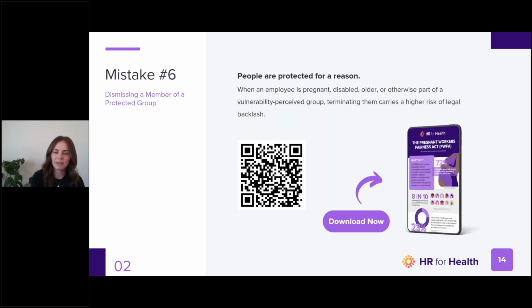I should have mentioned this at the beginning of the slide, but go ahead and scan this QR code. There's something called the Pregnant Worker Fairness Act. If you missed our webinar on this, I would recommend going back and watching it. It's really just going over all of the new protections in place for pregnant employees, accommodations that you have to make for them. So make sure you know what your requirements are and what the interactive process looks like if you do have a pregnant employee. So highly recommend going ahead and checking that out now.